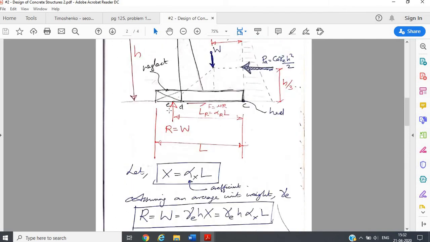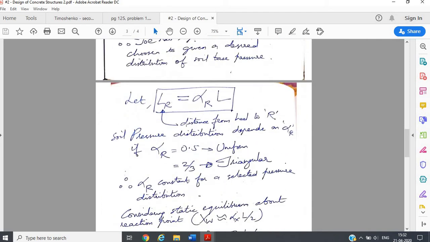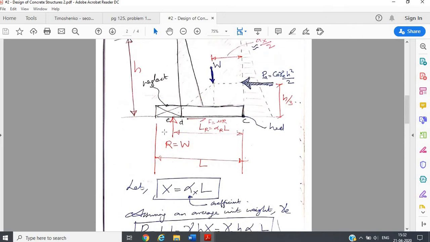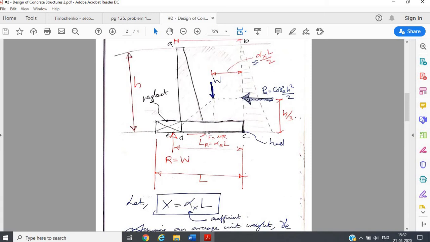Now, once you get alpha R into L, one of the things you have to note is that this entire length of the base slab is like the bottom of the footing. So the proportion of alpha R will dictate the pressure distribution of soil underneath the base slab. If this alpha R is half, it means the reaction is acting at the center of the base slab, which means you will have a uniform pressure distribution.